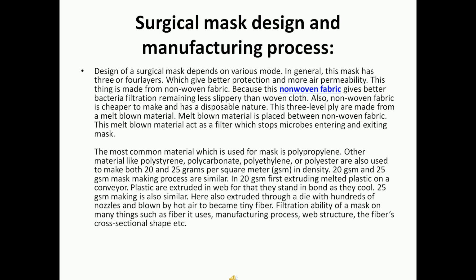In 20 GSM, first, melted plastic is extruded on a conveyor. Plastic is extruded into a web so that the fibers bond as they cool. 25 GSM making is also similar. Here also, plastic is extruded through a die with hundreds of nozzles and blown by hot air to become tiny fibers. The filtration ability of a mask depends on many things such as the fiber it uses, manufacturing process, web structure, the fiber's cross-sectional shape, etc.